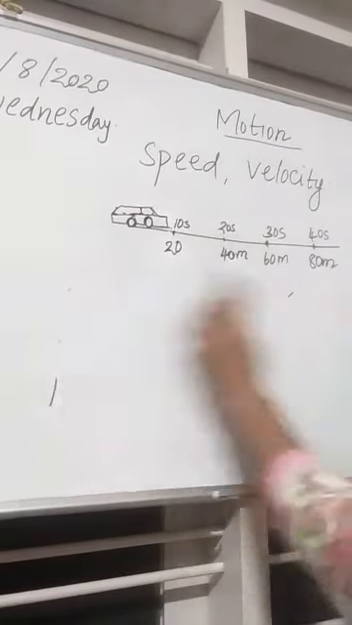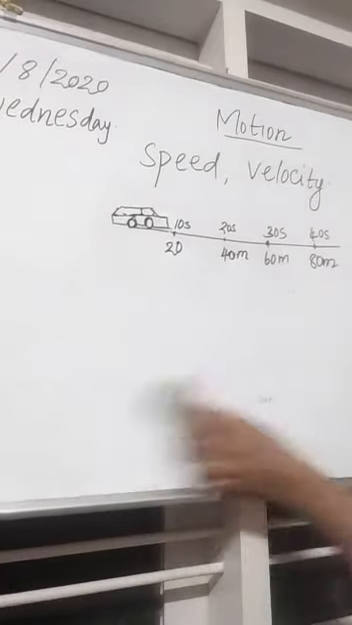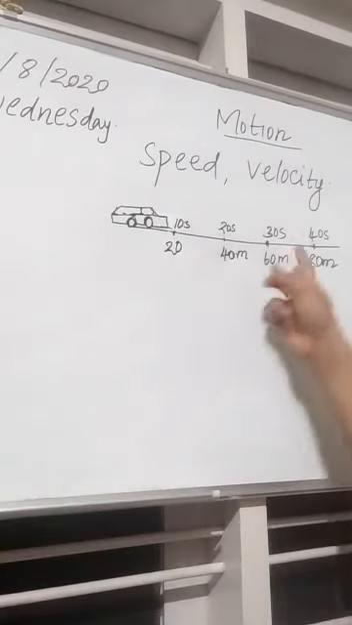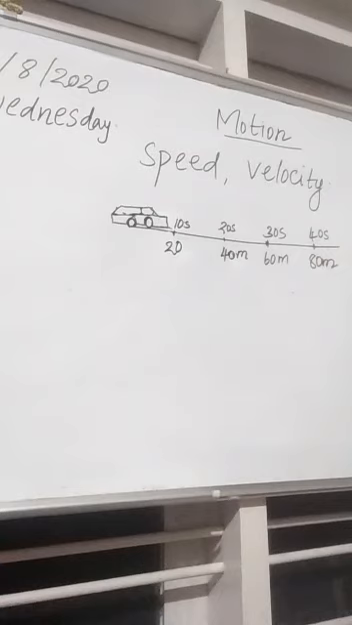And now let us discuss more about velocities and speed, that is average velocity and average speed. When do we find out average speed? If the object is moving with non-uniform speed or non-uniform velocity, we have to find out the average.